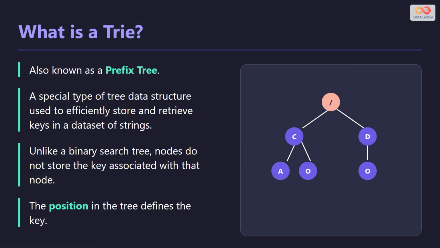So, what exactly is a trie? It is a specialized tree-based data structure used to store a dataset of strings efficiently. Unlike a binary search tree, where nodes store values, in a trie, the position of the node in the tree defines the key. The path from the root to a node represents a prefix of a word.